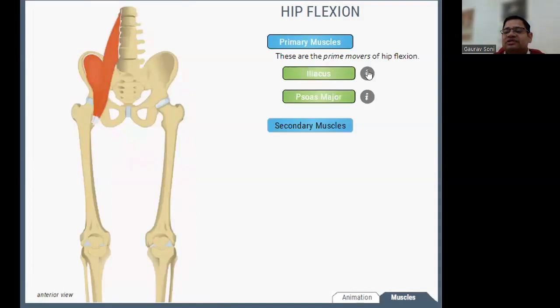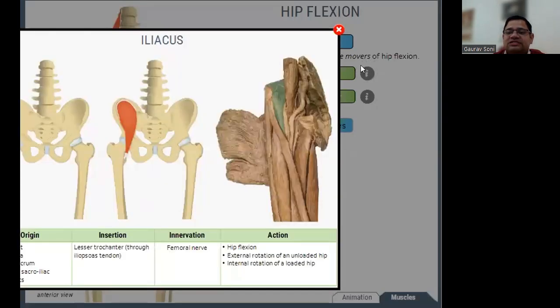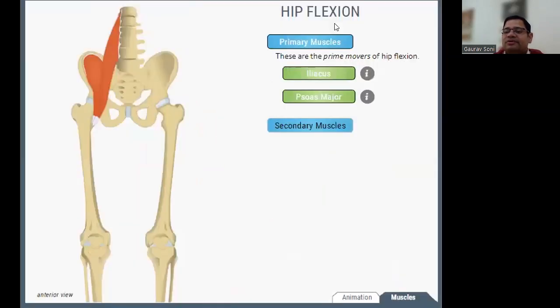The iliopsoas we can say in common. So you can understand this origin and insertion. We already talked about it in a previous video also. One you can see here is iliacus. The origin will be from the iliac crest. Insertion will be on the lesser trochanter. Nerve supply will be the femoral nerve. Action will be hip flexion.